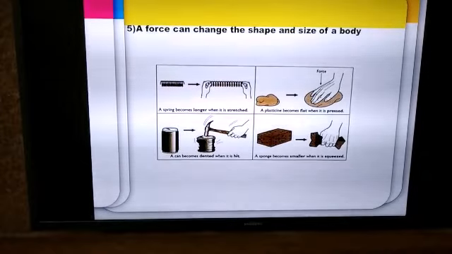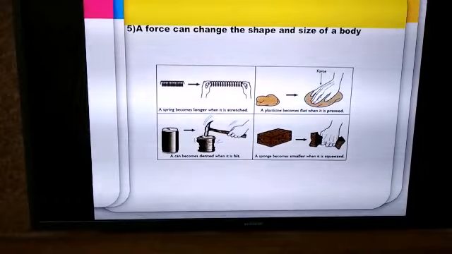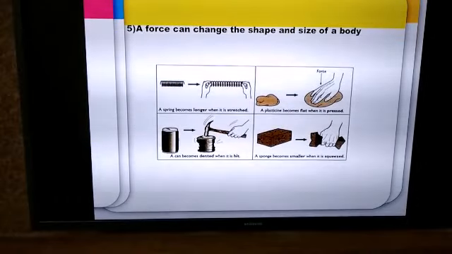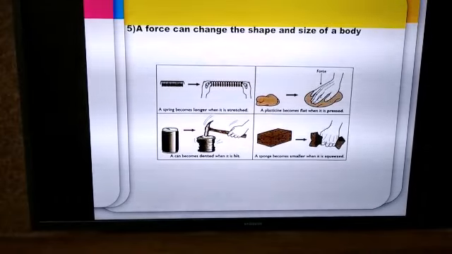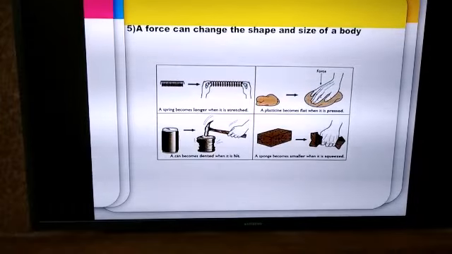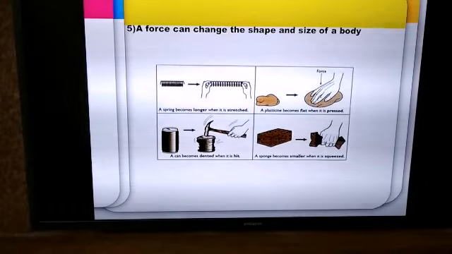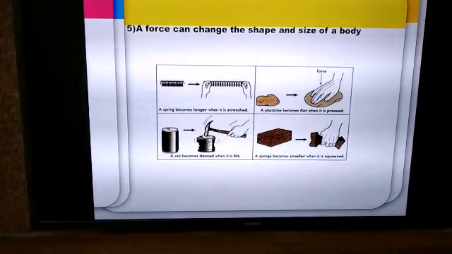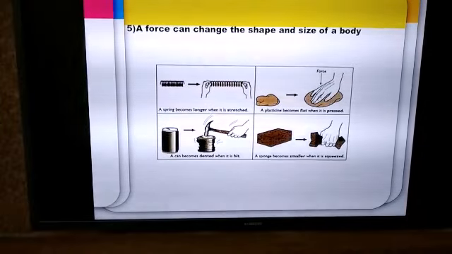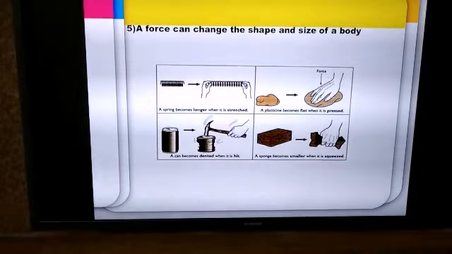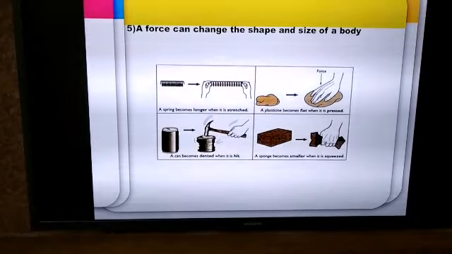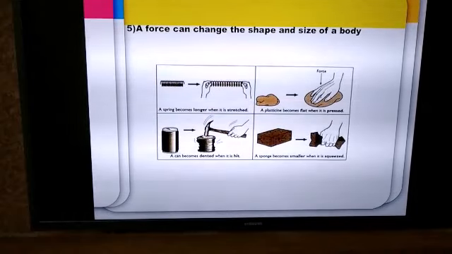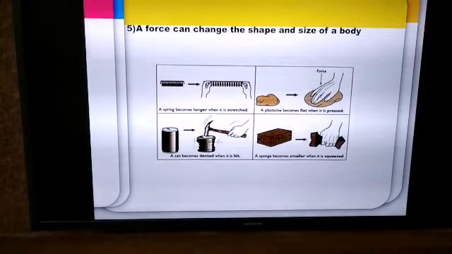A can is taken and the can is hit with the help of the hammer. So what are we seeing here? That the can gets a dent. So the shape of the can is changing by applying force. Take a sponge and squeeze it. What is happening by application of force? The shape of the sponge has changed. So a force can change the shape and size of a body.